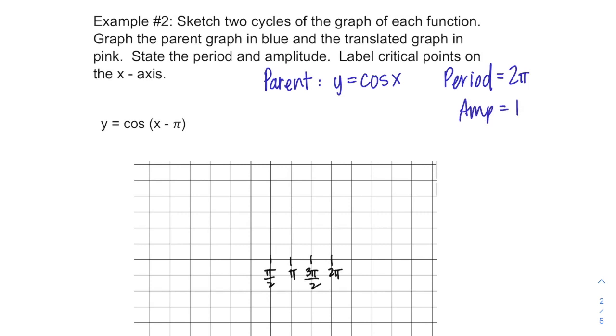Cosine x looks very similar to sine. Where sine starts at the origin, cosine starts at a maximum point and it ends at a maximum point. In the middle of the period, it's at a minimum, and at the quarter marker, it's going through the axis. So there's your cosine curve. If I go in the other direction here to the left, there's another cosine curve right there. I could go to the right as well.